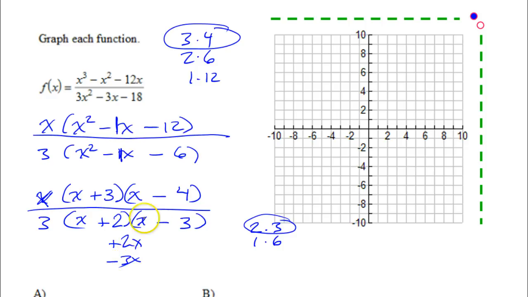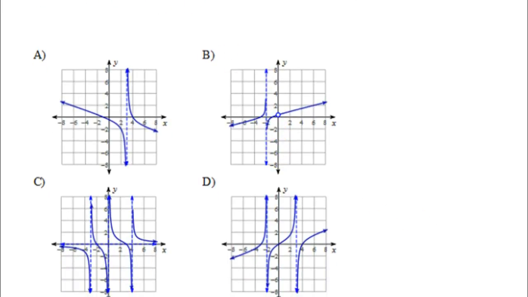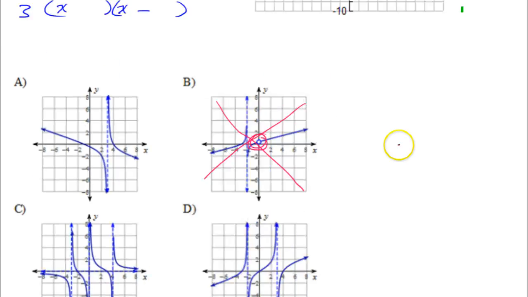Okay, so it doesn't look like anything is going to cancel out, which is good news. It doesn't really matter, I can handle it either way. So nothing cancels out, which means there are no holes. Does that eliminate some choices? The fact that there are no holes means it's not going to be B, because I see a hole right there. So that narrows it down a little bit.